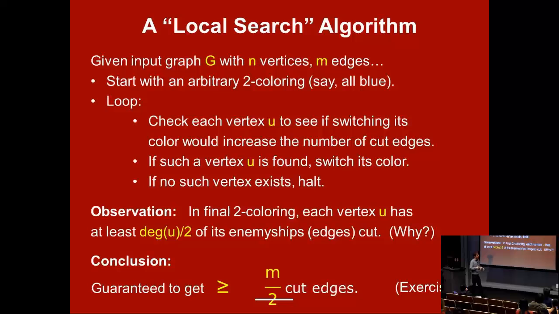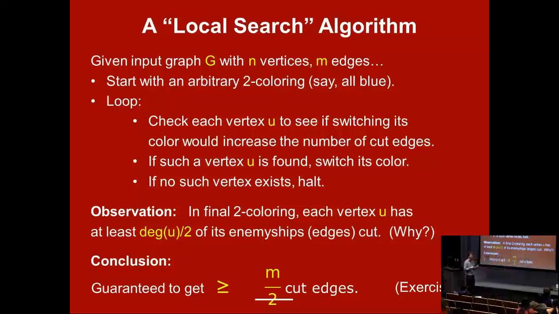Okay, so the final output will have this property, that every vertex has at least half of its own edges touching it cut. And as a conclusion, you can tell that the final coloring will have at least how many cut edges? This is a little calculation for you. How many cut edges will it have by virtue of this fact? Yeah, it'll have at least m over 2. Half of the edges will be cut.